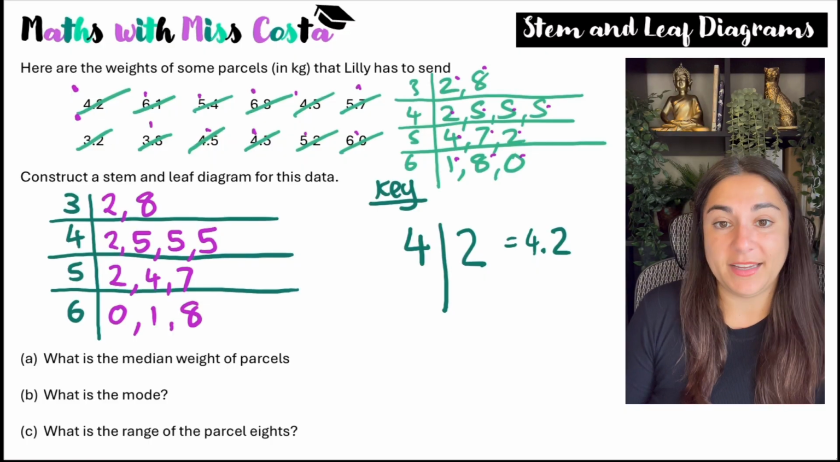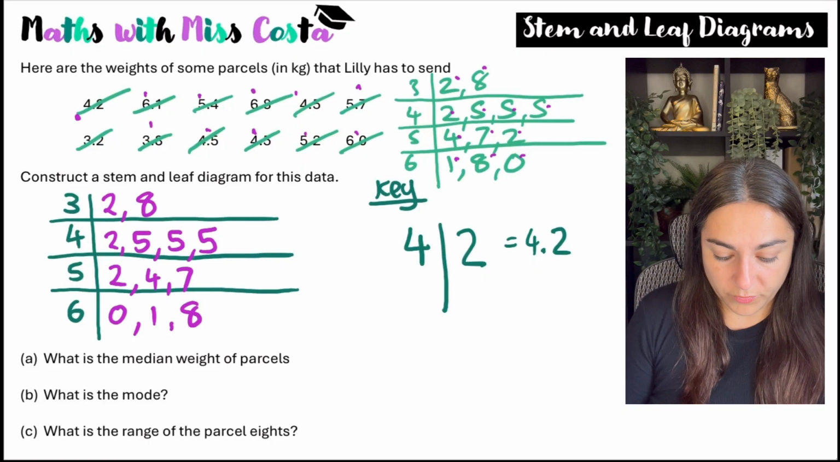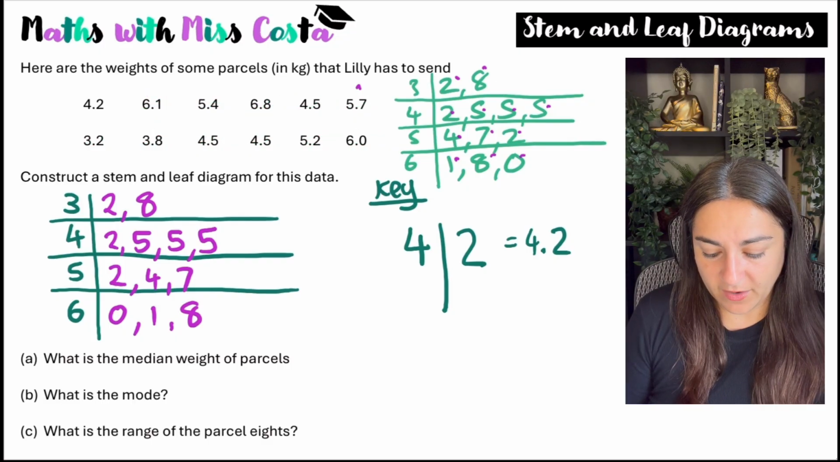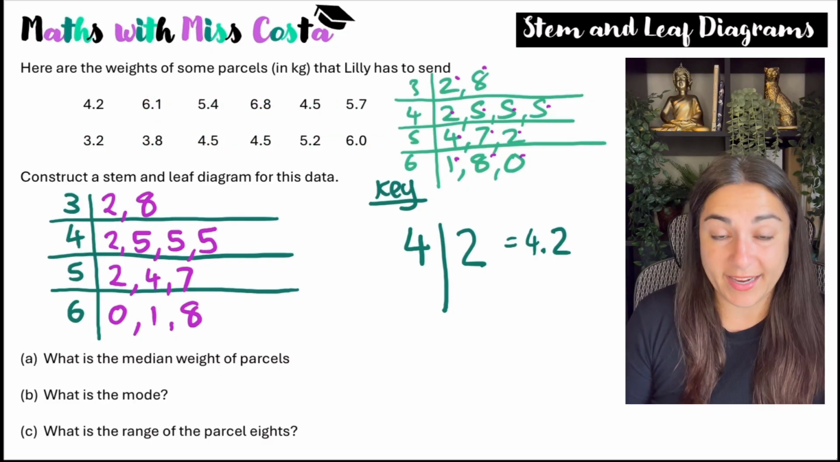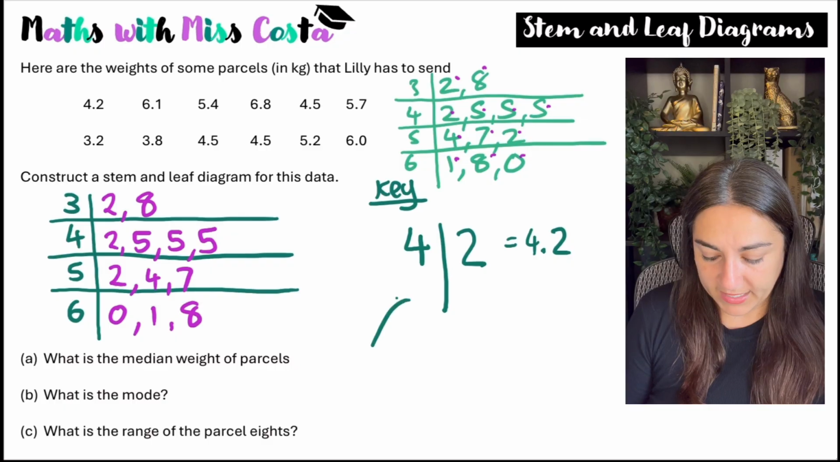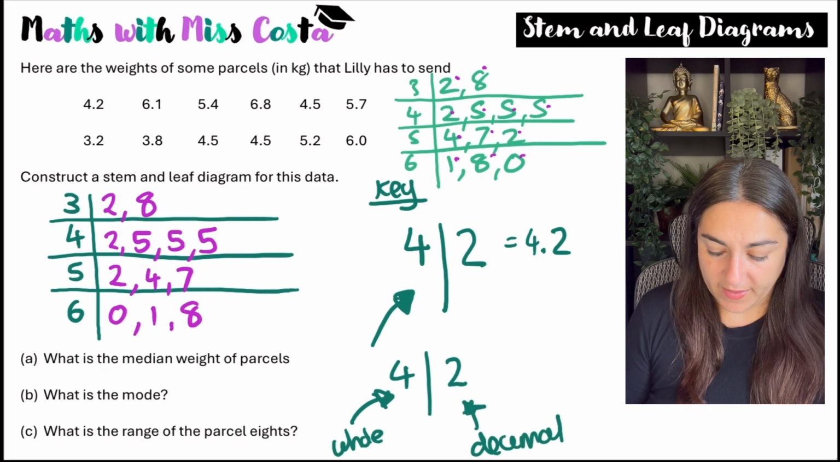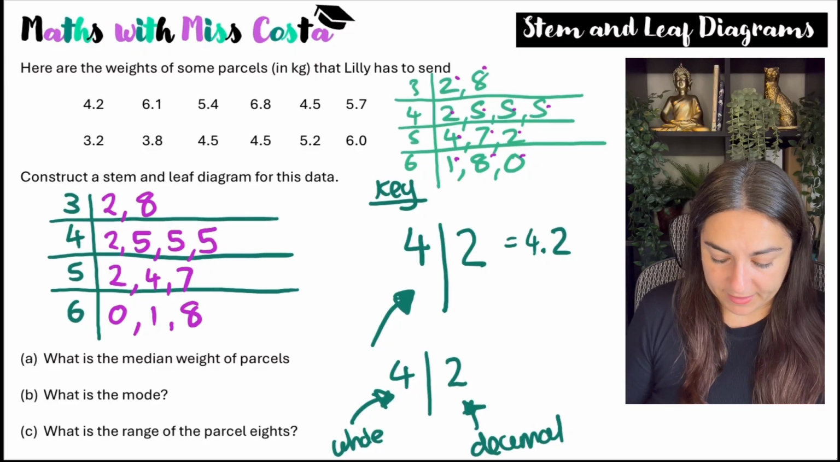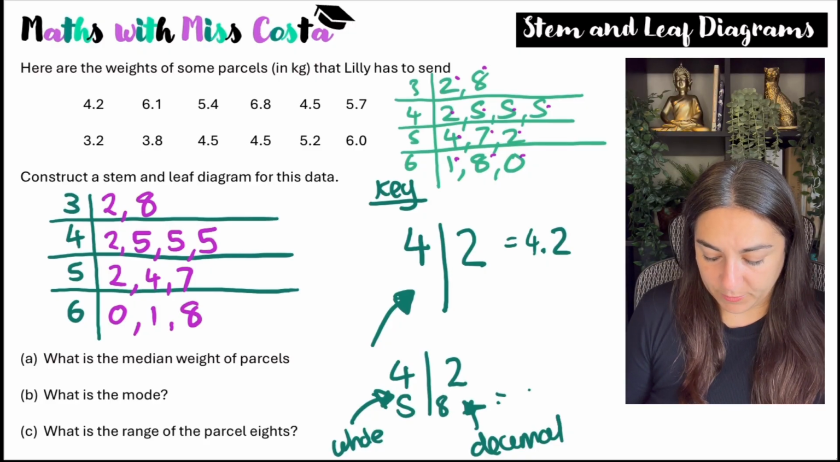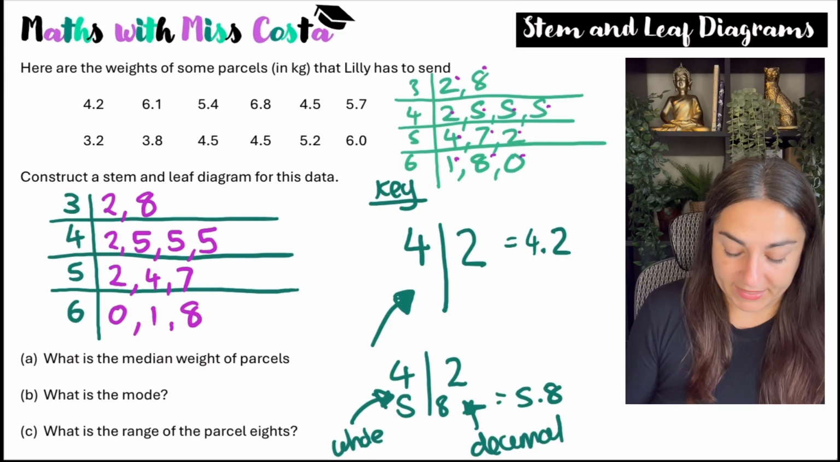So that is my stem and leaf diagram. I'm literally ordering the data. And I've decided that because it's in kilograms and it's decimals, with my key, this is the stem, this is the leaf. So that is going to represent the whole number, and this is going to represent the decimal. So that's why that means 4.2. Similarly, if I had 5 and 8, that would mean 5.8, and that's how I'm representing it.